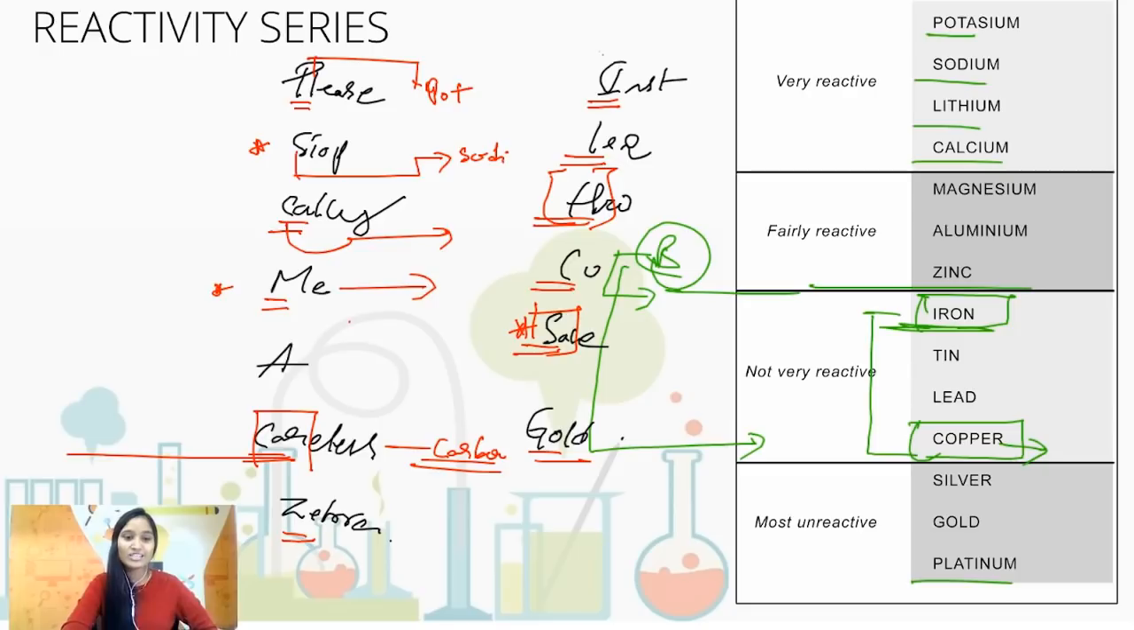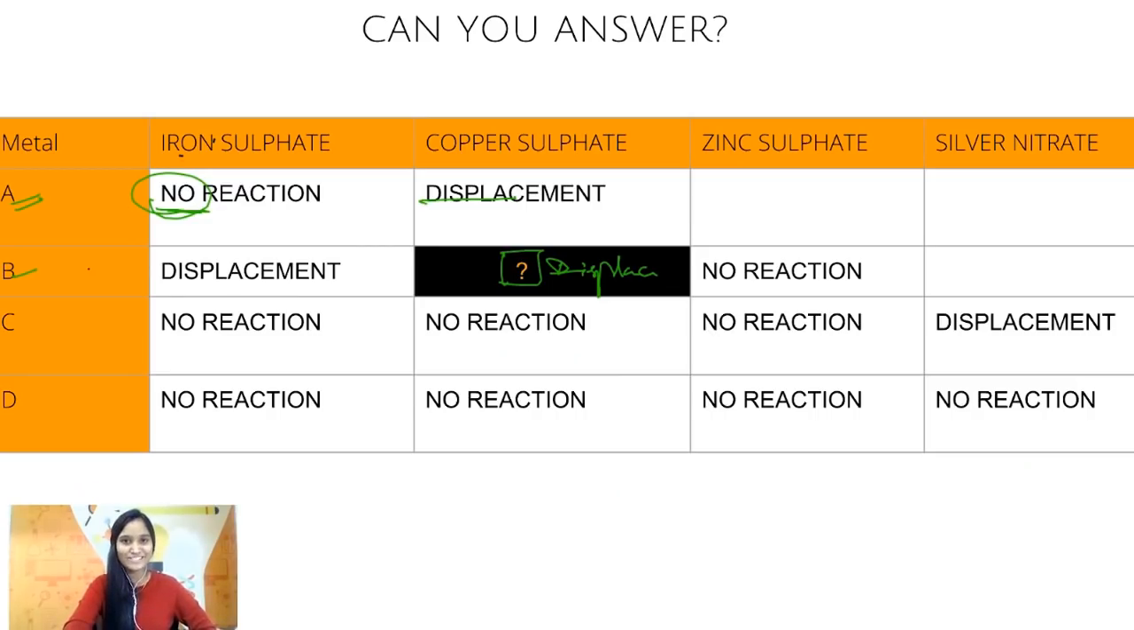Now, the other question is also from the same puzzle. Let me ask you, which question is it? Okay, so now we have spoken about the behavior of B in iron sulfate and copper sulfate, and it's already given about zinc sulfate. Now tell me, using the reactivity series, out of A and B, which is more reactive and which is less? Your time starts now. You have 30 seconds, and I'm asking you, out of A and B, which is more reactive and which is less reactive?